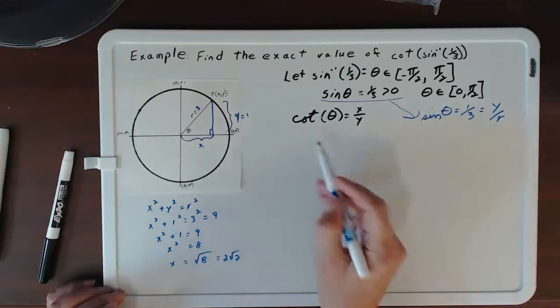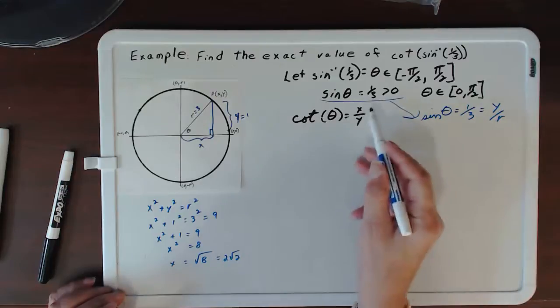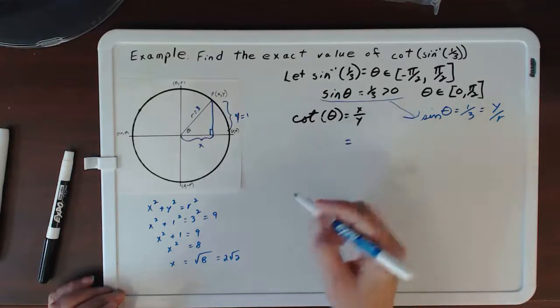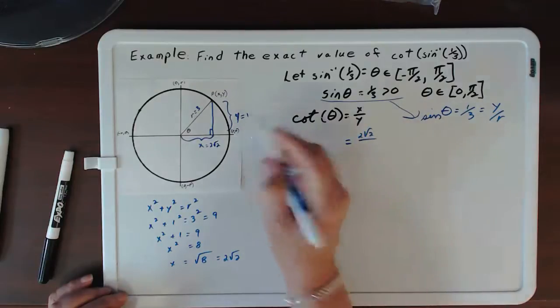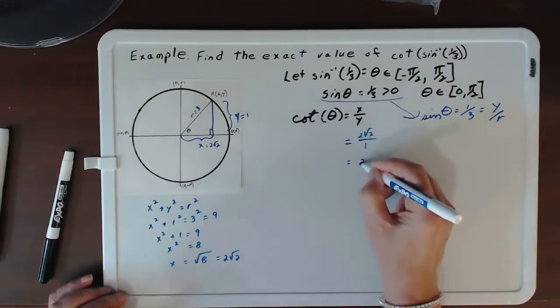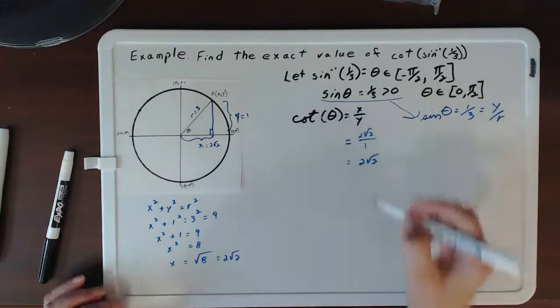Now we can solve the cotangent of theta, which equals x divided by y. So x is 2 times the square root of 2, and our y is 1. Therefore, the cotangent of theta is 2 times the square root of 2.